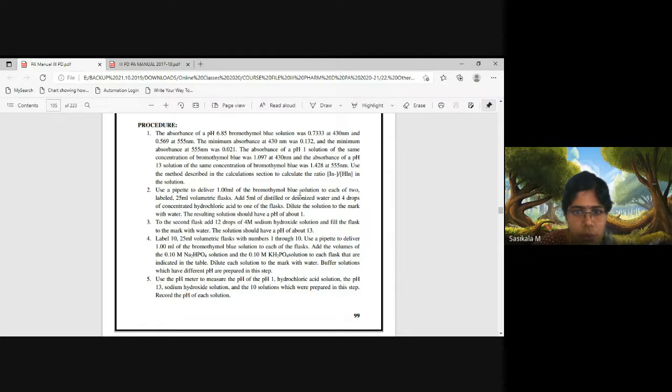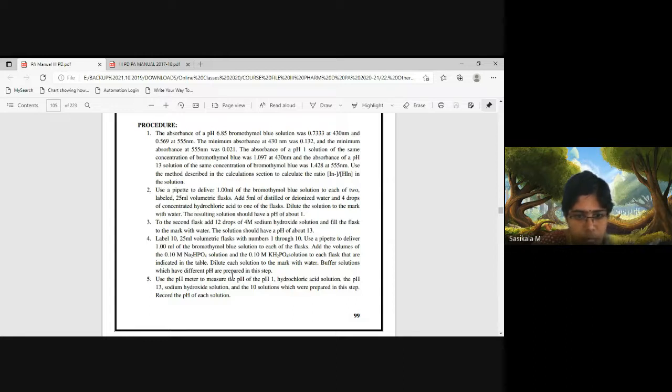Okay, already you know the lambda max value and absorbance value for two pH solutions, that is pH 1 and pH 13. That is the step 2 and step 3 solution. Absorbance and lambda max are known. So for the fourth step, we have prepared a set of 10 solutions. For the different pH solutions, absorbance at these two wavelengths is to be monitored: at 430 nanometer and 555 nanometer for all 10 solutions we need to take the reading, from acidic to basic pH.